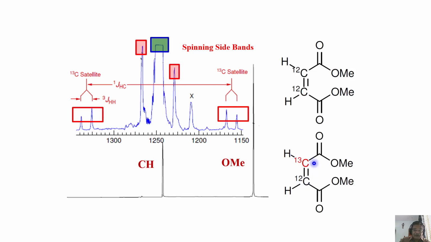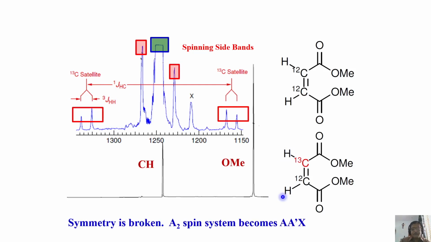Now I am considering this molecule where carbon exists as C13. In this molecule, the carbon here exists as C13, in which case you have broken the symmetry. Instead of an A2 spin system, now it is A prime X. Like in the previous example, this center to this center gives you the one bond CH coupling, and the separation of these two doublets gives you the three bond proton coupling. Now I know whether it is cis or trans. I can get the coupling information very easily by just looking at the satellite spectrum.